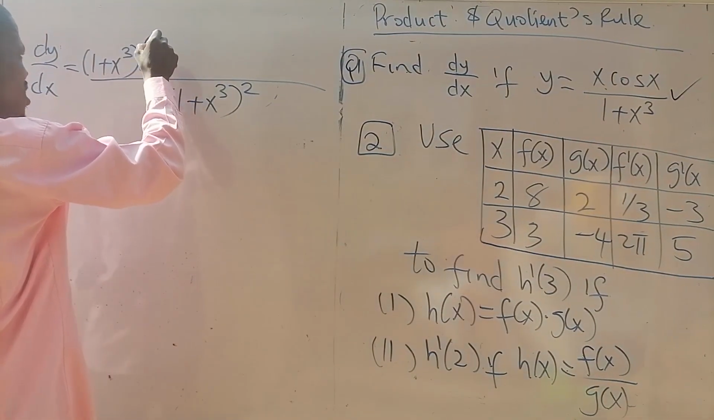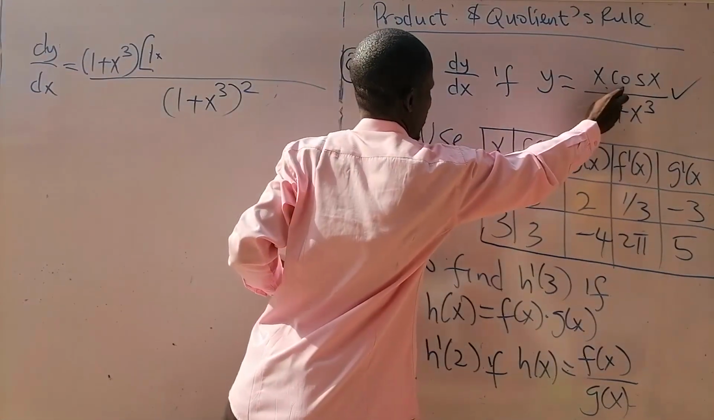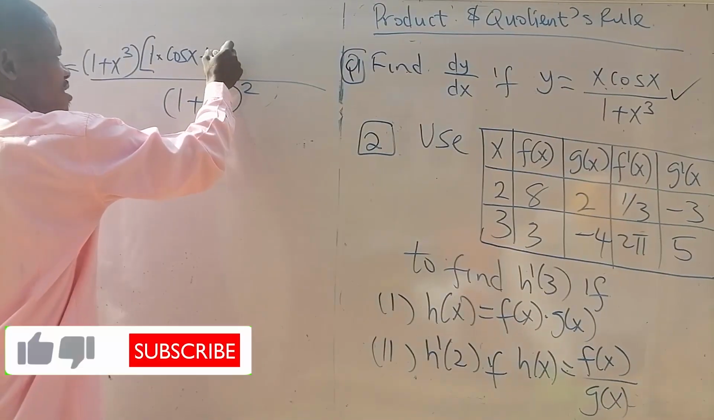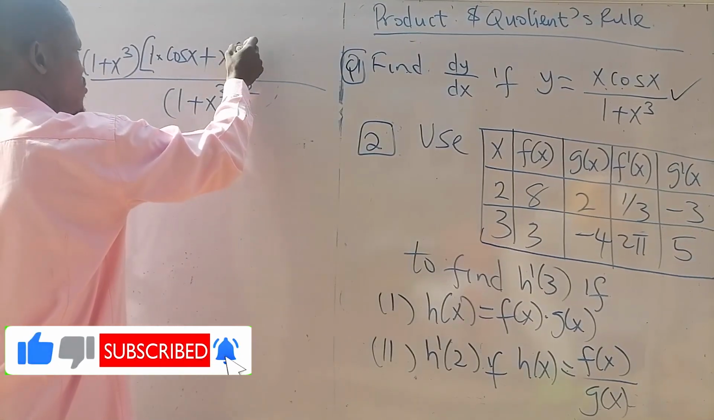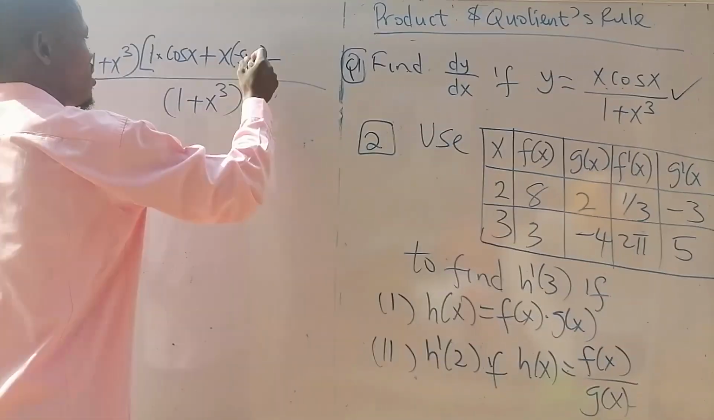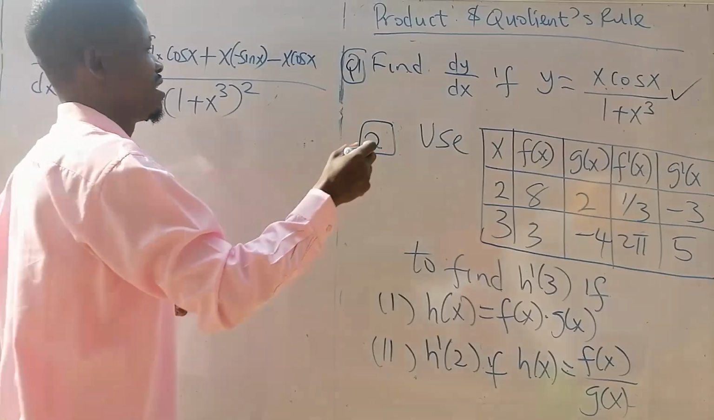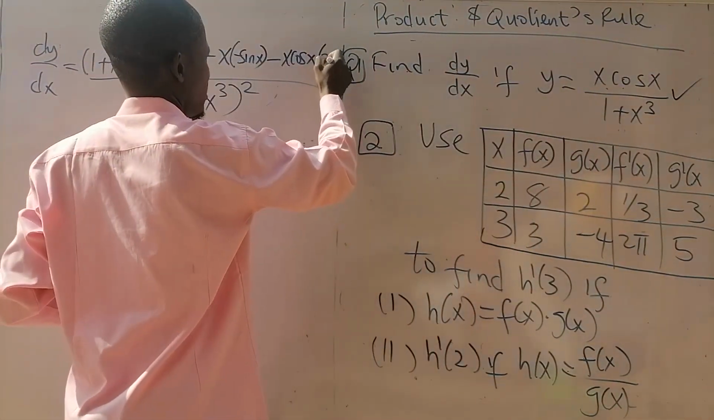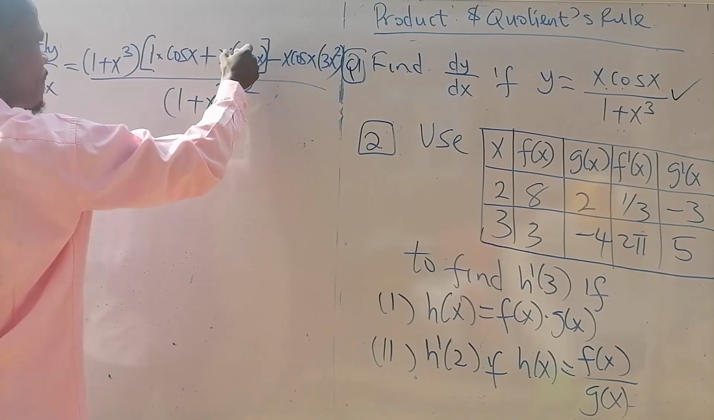I'm going to differentiate the x. That'll be 1 times cos x, keeping the second one constant, then plus. Now keep your x constant and differentiate the cos x, which is minus sin x. Minus the numerator, x cos x, times the derivative of the denominator, which will be 3x squared. We can close this bracket here.